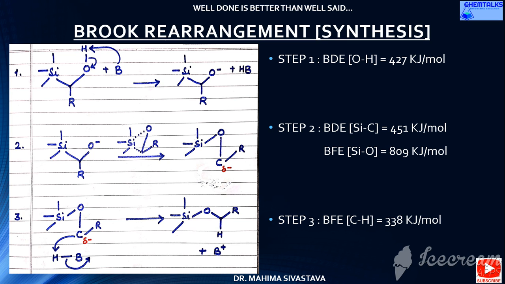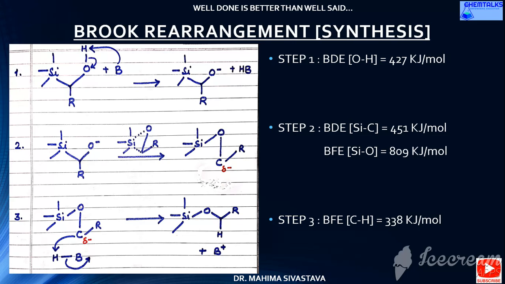The intermediate that I have written on top of the arrow is a cyclic 3-membered transition state where silicon has a trigonal bipyramidal geometry. For step 2, you can see BDE, that is the bond dissociation energy for the silicon-carbon bond, is given, and BFE, that is the bond formation energy for the silicon-oxygen bond, is also given.